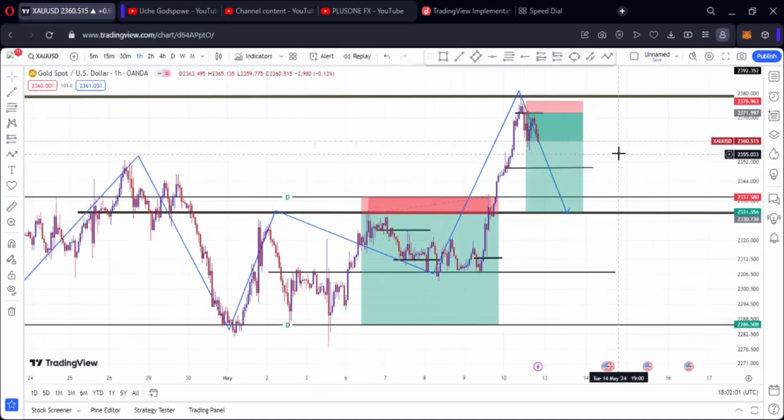Keep an eye on these pairs. Whatever pair I have analyzed here, keep an eye on those pairs.